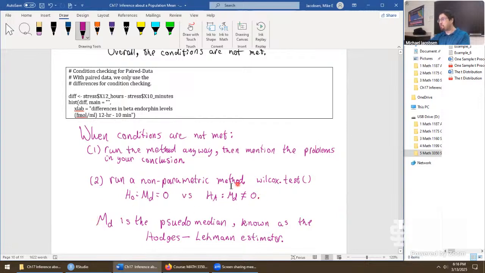We're going to say something about the median in our conclusion, but then we also should mention it's not exactly the median, it's a different thing, the Hodges-Lehmann estimator. And so that should be mentioned in the conclusion as well.